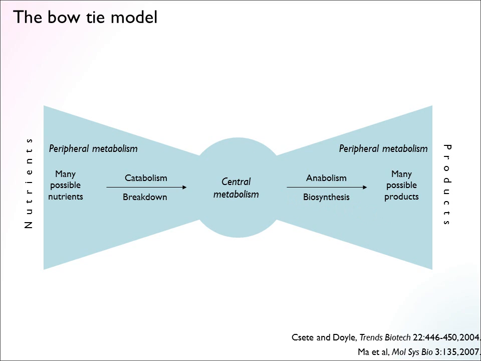So here you have biosynthesis of complex products, or anabolism. And here you can perhaps make complex lipids or make glycoproteins or something like that. And once you're back out here, you again have a lot of possible metabolites, many possible products from the cells, and it's peripheral metabolism again.